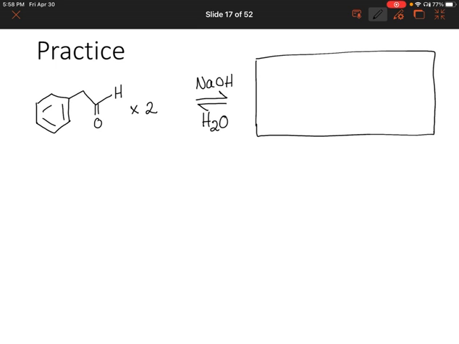All right, so I think what we'll do is try to use different colors for each aldehyde that we're using. Now, in the first step, we know that one of the alpha protons is going to leave with our hydroxide ion to form water. And that will form our enolate.